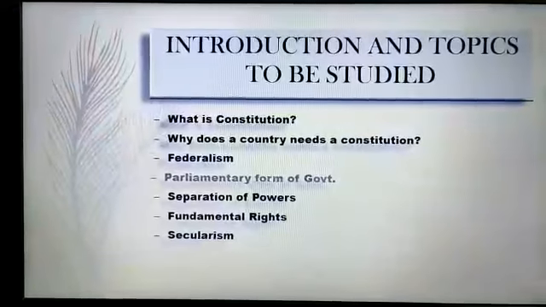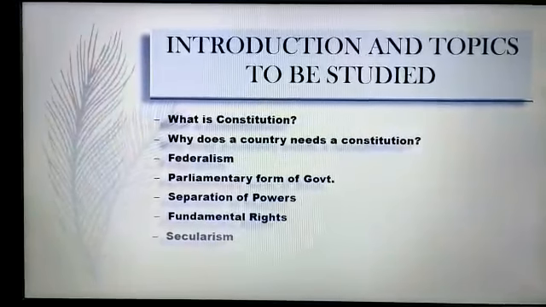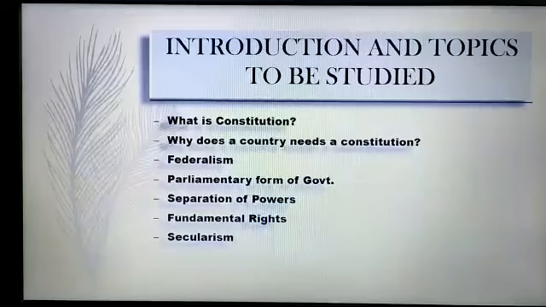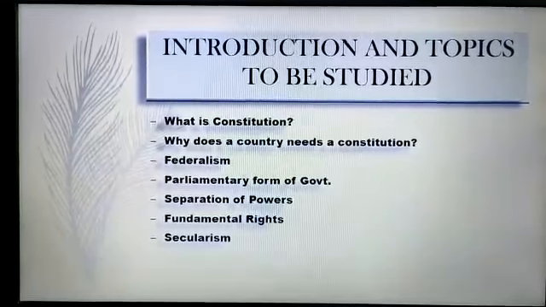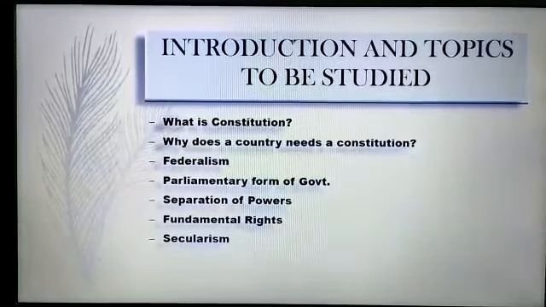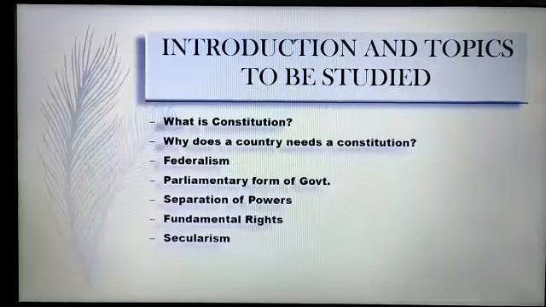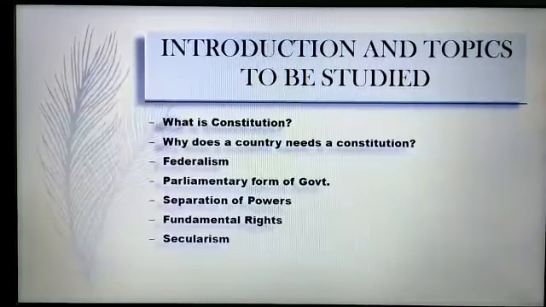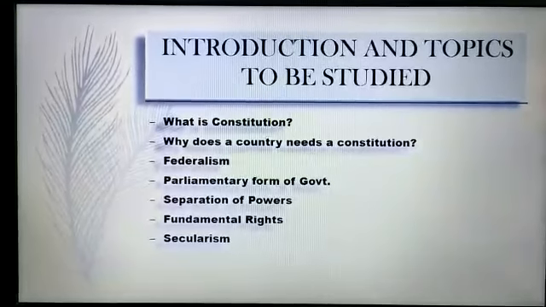In this chapter, we will try to find out the answers to the following questions. What is a constitution? Why does a country need a constitution? We will also talk about the key features of the Indian Constitution, which are federalism, parliamentary form of government, separation of powers, fundamental rights, and secularism.